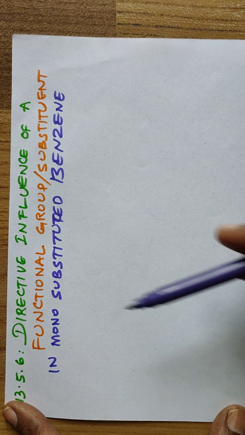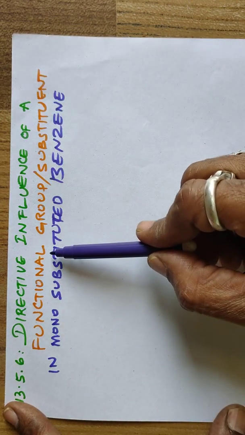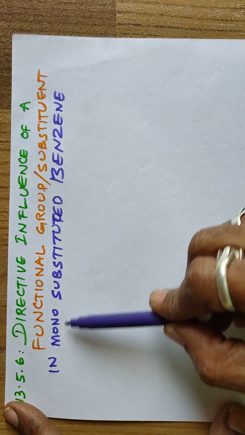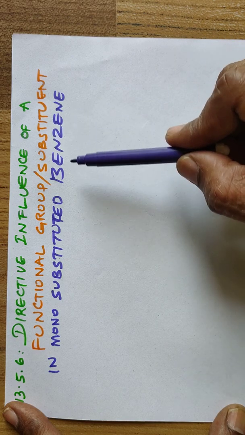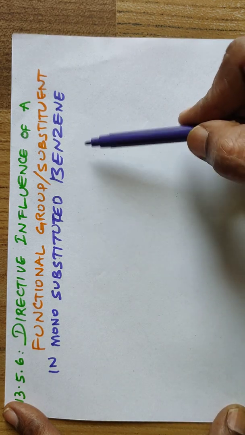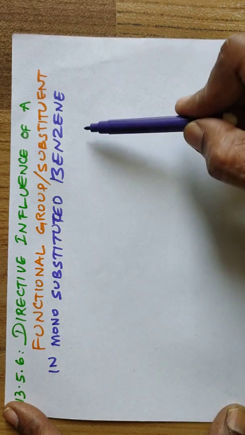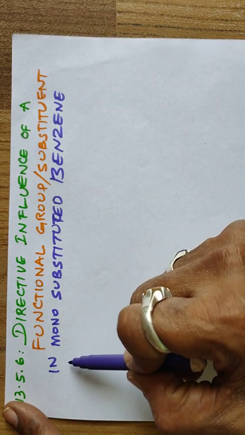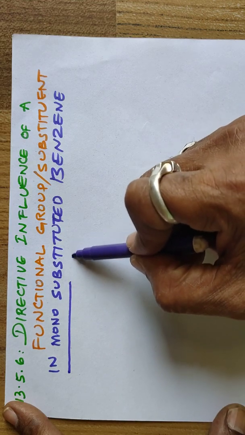So the next topic is the direct influence of a functional group or a substrate in monosubstituted benzene. Already benzene has one substrate, and it invites a second electrophile at which position, that is to be discussed here, which is very important and useful in the secondary discussions.